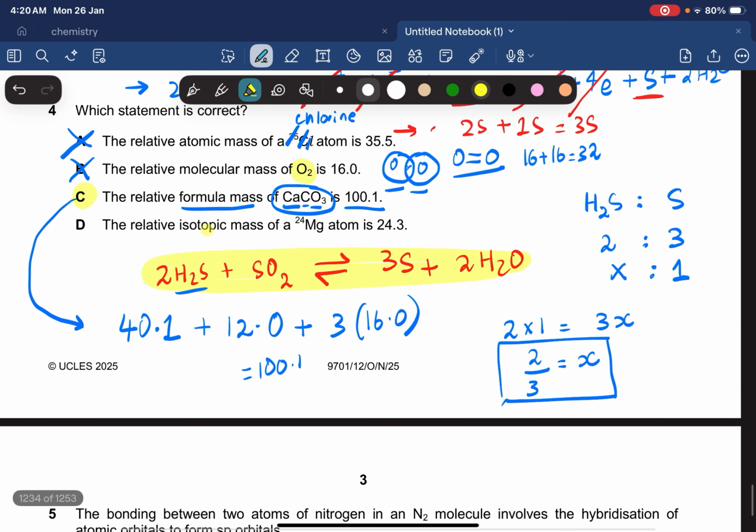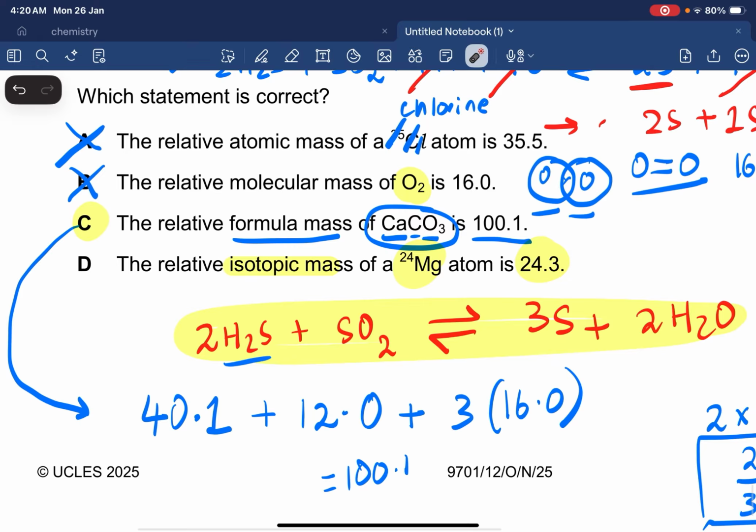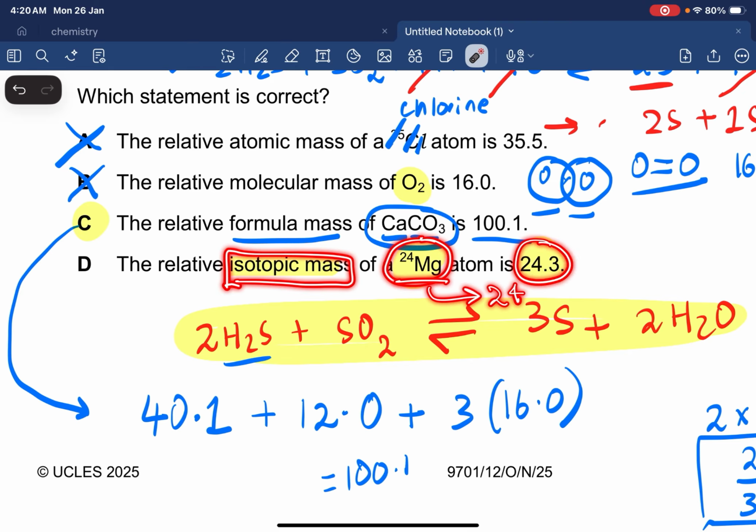The relative isotopic mass of magnesium 24 is 24.3. The problem here is that isotopic mass means the mass of one isotope, and that's the isotope they're talking about. If they're talking about this isotope, the mass of this isotope has to be 24. 24.3 is the relative atomic mass of magnesium. The isotopic mass is the mass of only one isotope, which is 24.